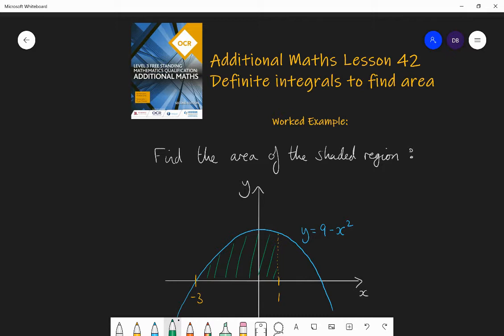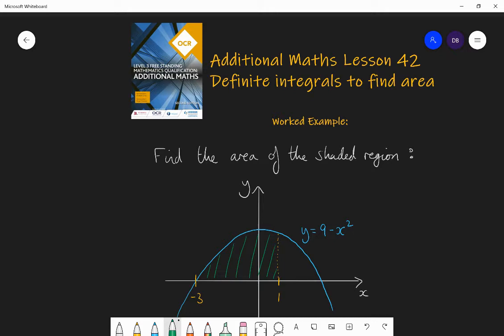Today we're going to be looking at what definite integrals actually find. They find area under a curve, or the area between the curve and the x-axis. I'm going to show you how to use definite integrals to find that area, and I'm also going to try to explain why integrating gives you the area between a curve and the x-axis.